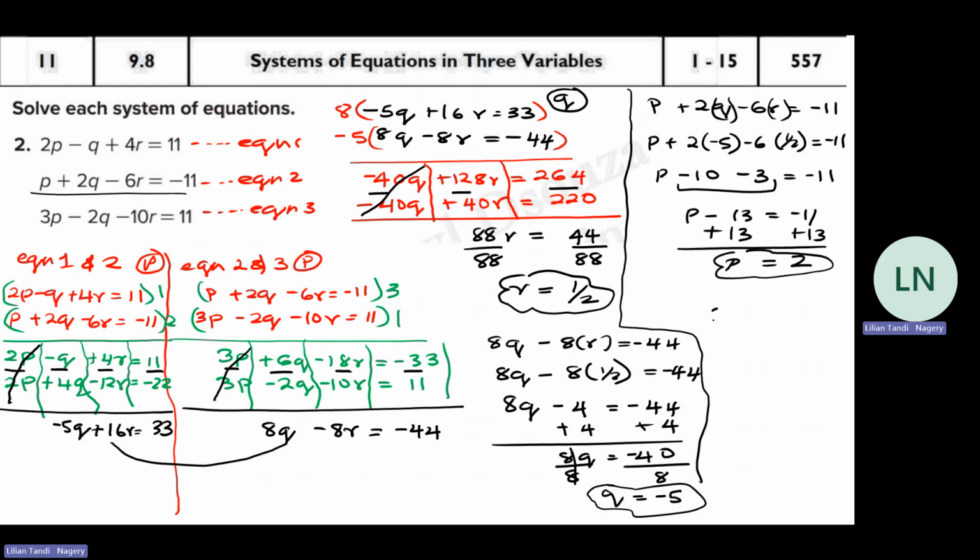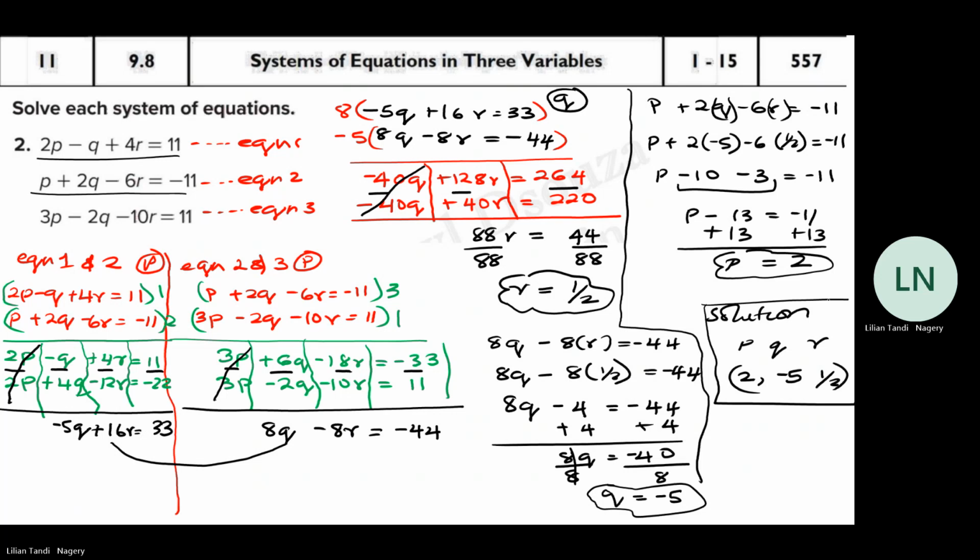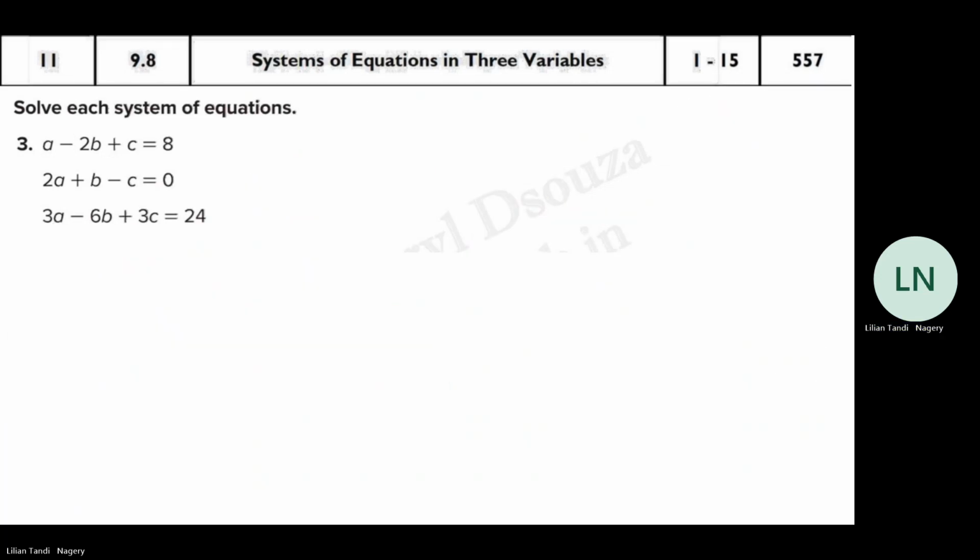Then write your solution. Solution. Follow the alphabet. PQR. 2, negative 5 and half. And you box your answer. Okay?